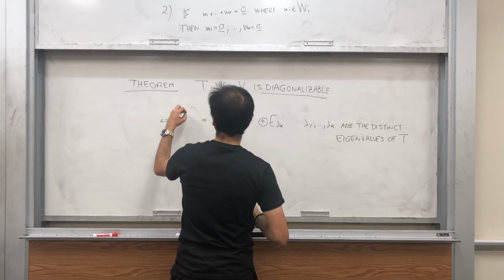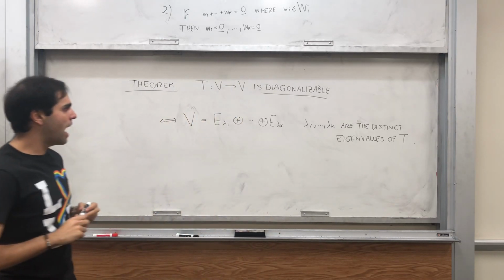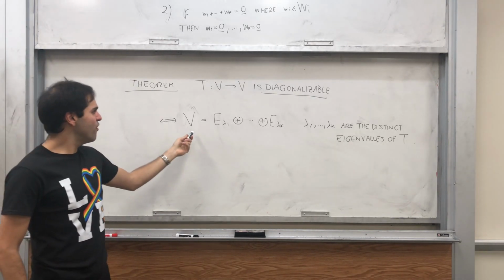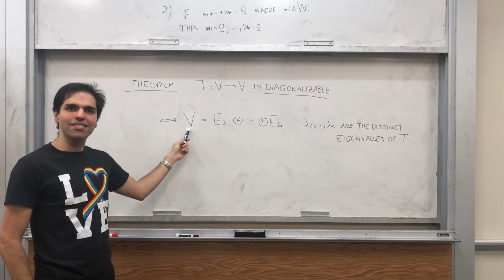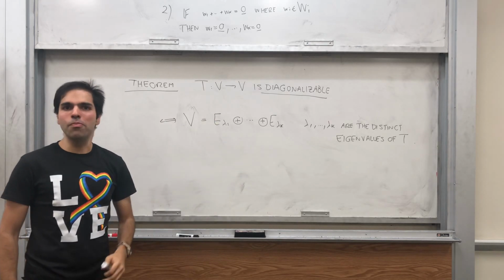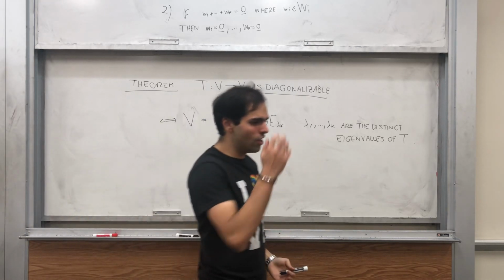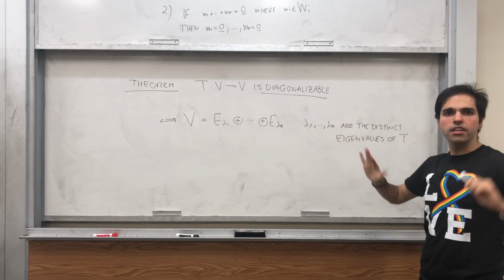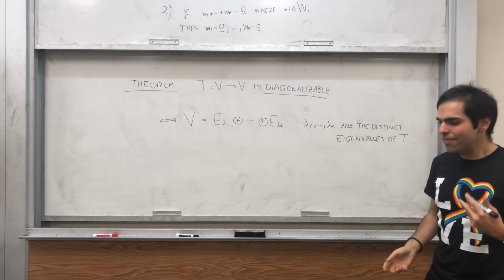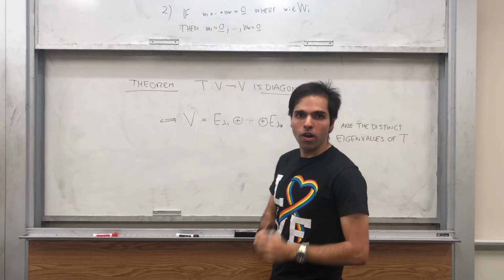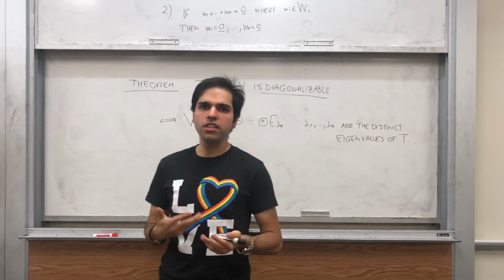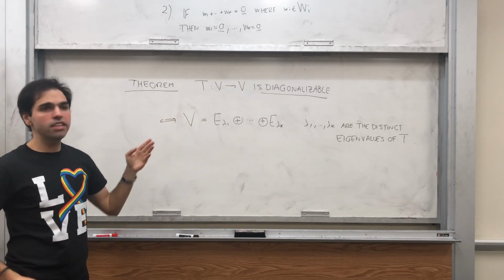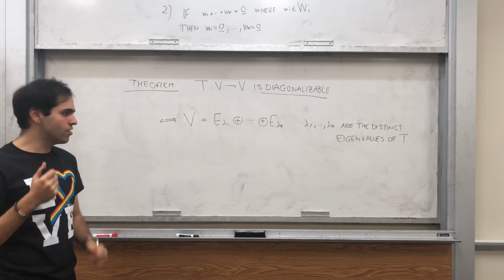If and only if, again, an operator is diagonalizable, at least in the finite dimensional case, if and only if the vector space itself is a direct sum of the eigenspaces. So in other words, if and only if you can decompose your vector space in terms of the eigenspaces. And remember what our goal was. Our goal was to describe linear transformations geometrically. Well, it turns out this gives you a very nice geometric description.